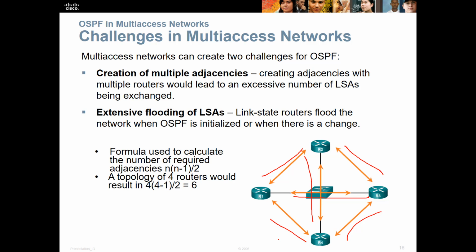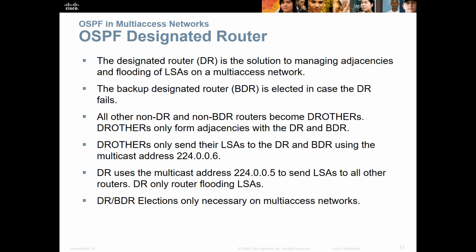It's going to be multiple adjacencies, multiple pathways to different locations, and each of these are going to flood LSAs. So we have to have some way of controlling that. And how we do that is a designated router. This is the solution for managing those adjacencies and flooding issues on a multi-access network. We have a backup version of the designated router called a backup designated router. Designated router, backup designated router. These are elected.